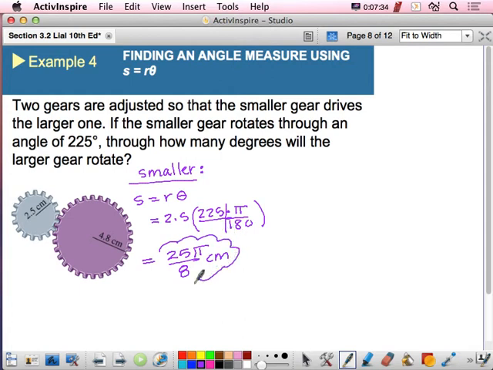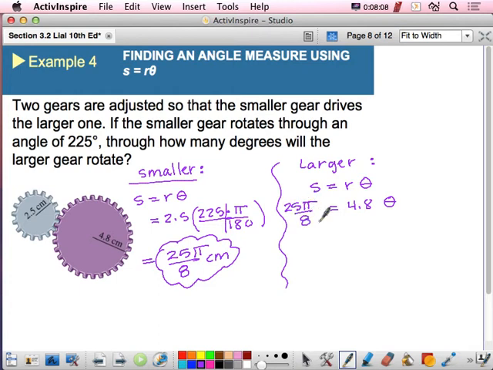Okay. Now let's look at the larger gear. For the larger gear, I also have the equation S equals r theta, but it has a different radius. It has a radius of 4.8 centimeters. What's its arc length? That's its arc length, right? They share the arc length. So in this case, I'm solving for theta, not the arc length. So we have 25 pi over 8. So we substitute that in, and that will let us find theta.